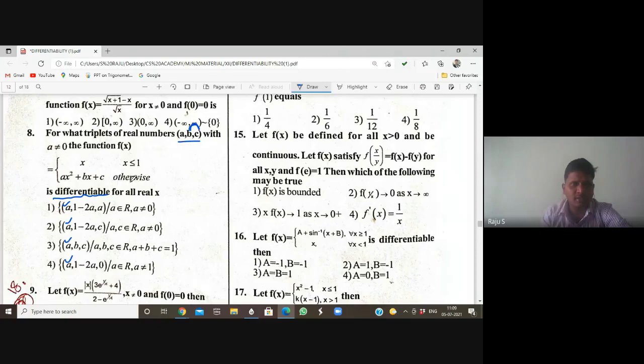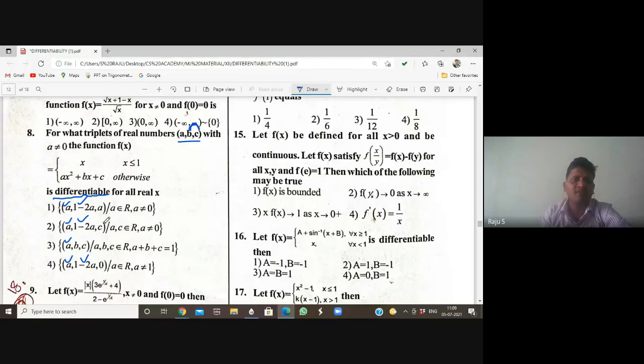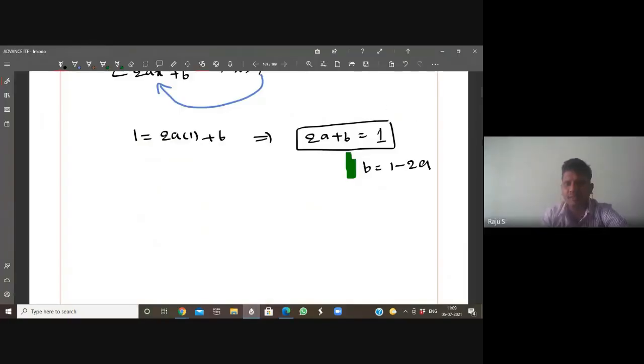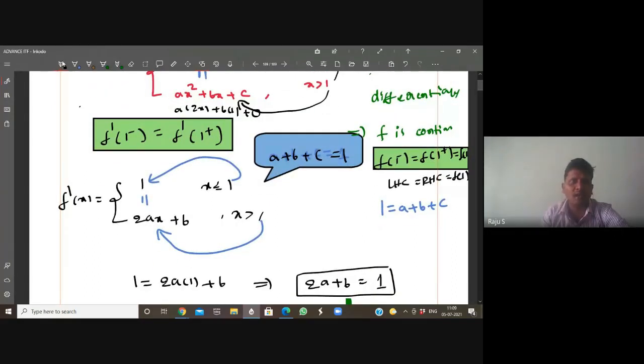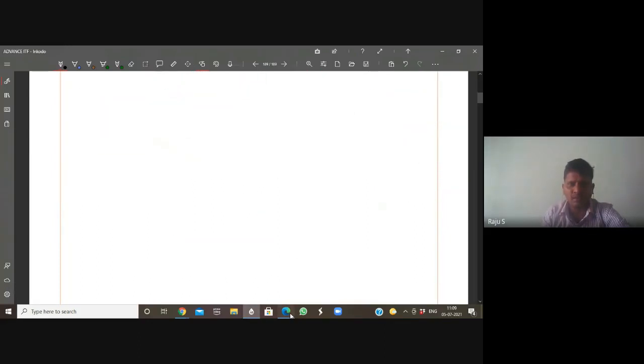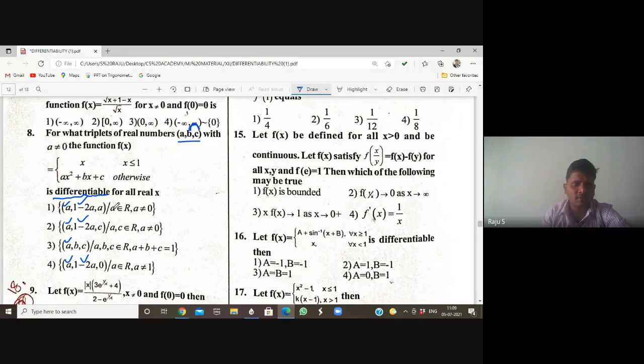So see here, in the option, 1 minus 2a. Then we need to find the c value. To find c, substitute a, which is already there. So a plus 1 minus 2a is equal to 1. The 1 and 1 get cancelled, plus c is also there, and c is equal to a. So b is equal to 1 minus 2a, c is equal to a. So the required option is the first option, right? The first option is the correct answer.